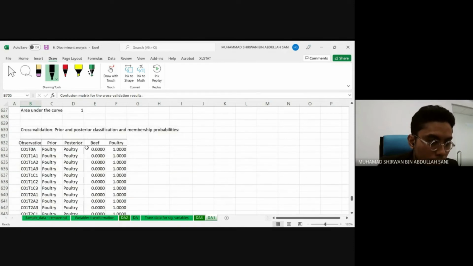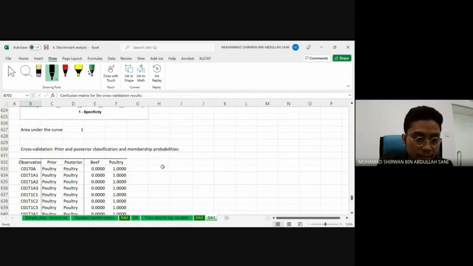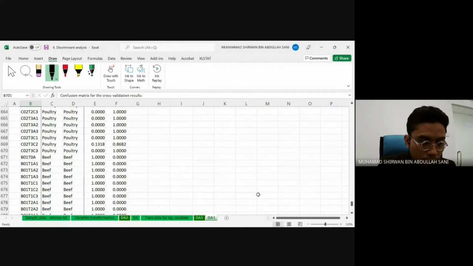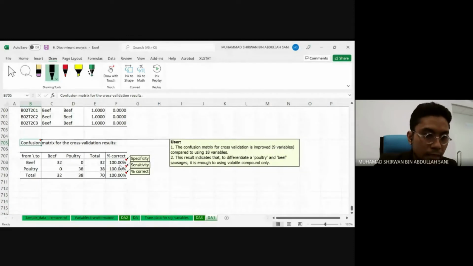Okay, so now we carry out cross validation. We want to check whether this is ideal, AUC equal to 1. Is it correct? Is this ideal? Okay, so we go for cross validation. Drag down to the bottom. Now do we see the difference? Yeah. We have 32 beef, we get 32 beef. It's 100% correct. Poultry with 38 poultry, it is correct 100%. And then total is 100%.